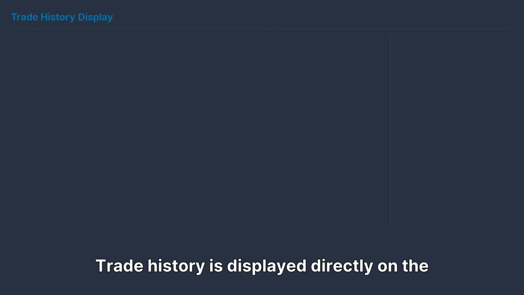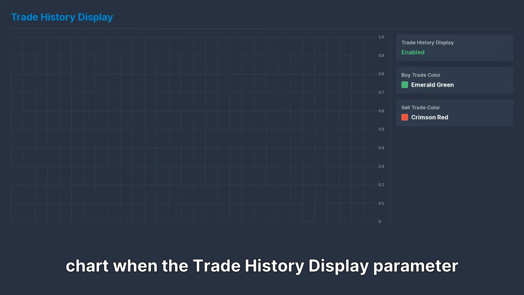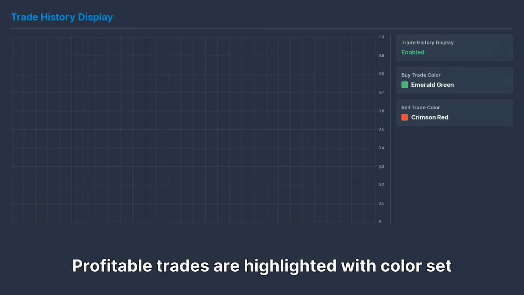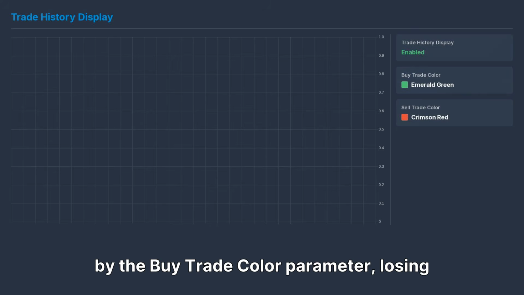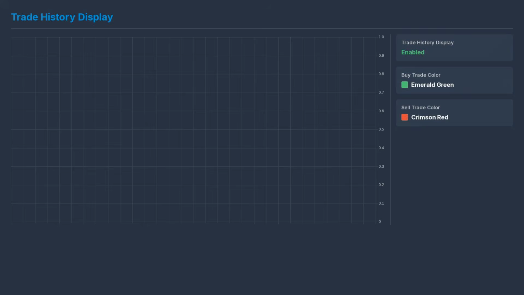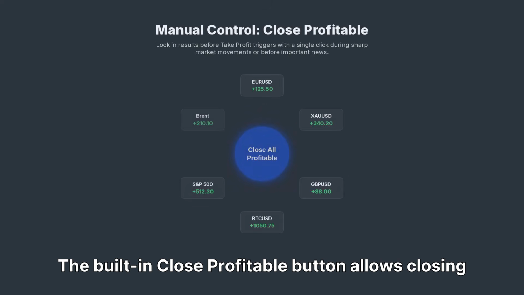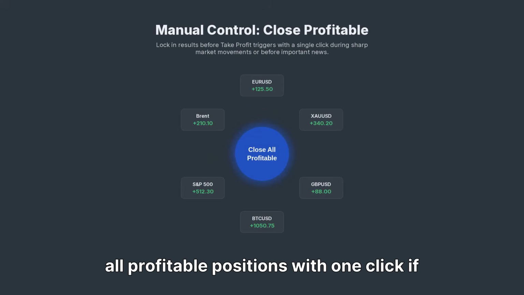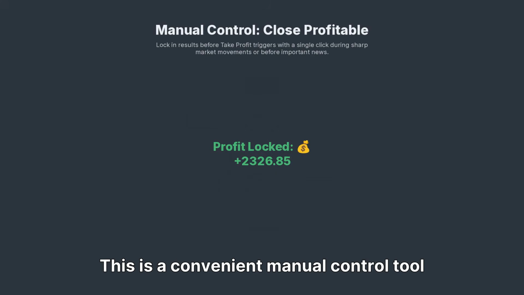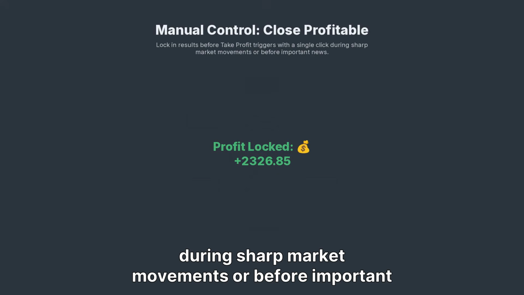Trade history is displayed directly on the chart when the trade history display parameter is enabled. Profitable trades are highlighted with color set by the Buy Trade Color parameter, losing trades with color from the Sell Trade Color parameter. The built-in Close Profitable button allows closing all profitable positions with one click if you want to lock in results before take profit triggers. This is a convenient manual control tool during sharp market movements or before important news.